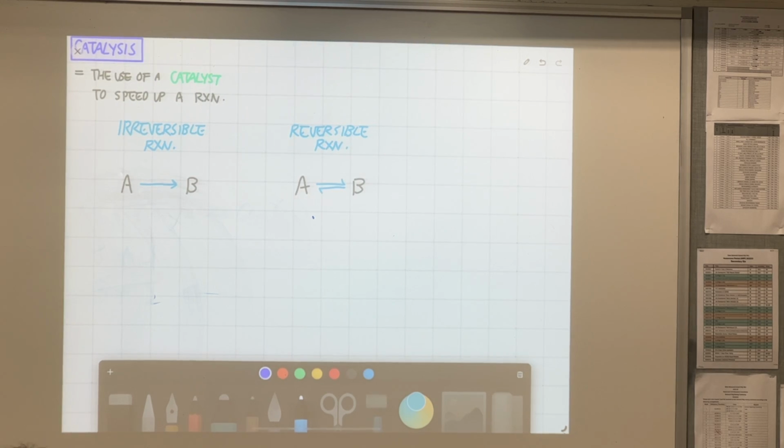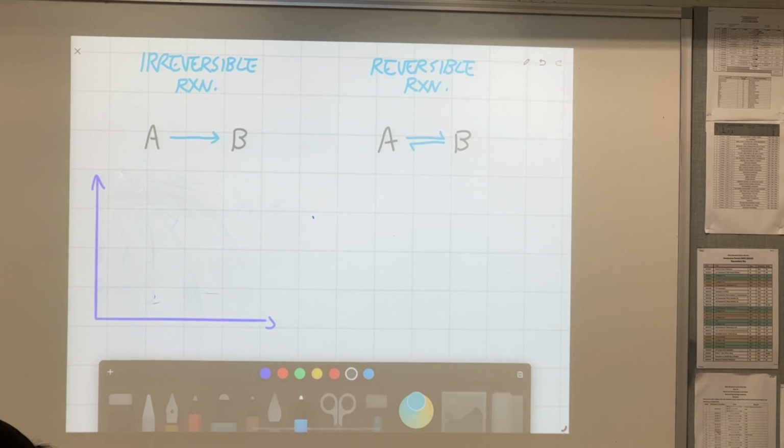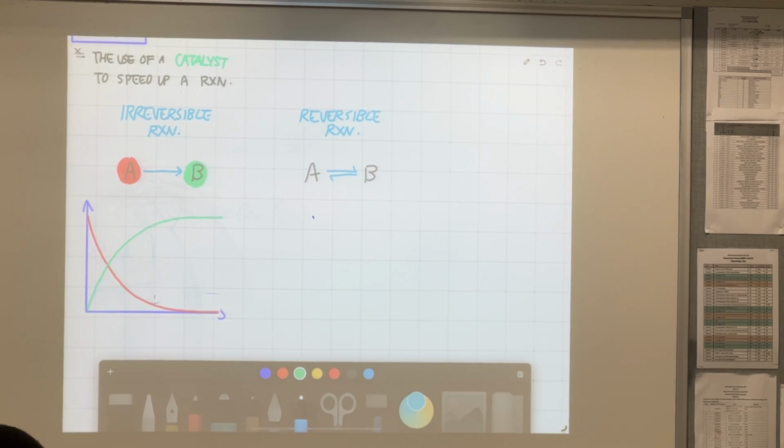So can you draw a graph here? For A becoming B, the reactant concentration of A, so if this is A and this is B, A would eventually all be consumed. So it becomes 0. So this is the concentration of A. And for B, B would rise in concentration. So this is B. And for reversible reaction, both A and B will not fall to 0.